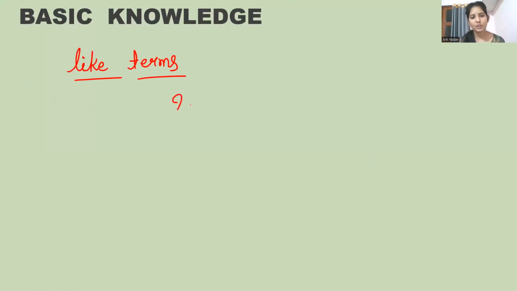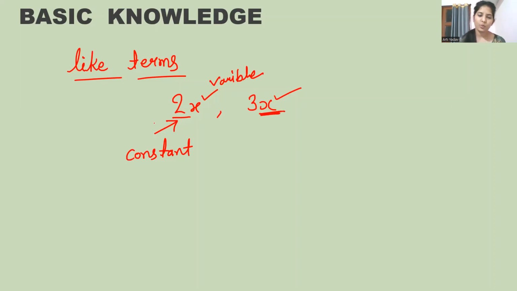For example, 2x, 3x, because the variable with them is x, है ना? जो 2 है, 2 is a constant value. आपको पता है 2 is constant here. Okay, and x is variable. Which variable is used here? X variable. So here is also x variable. So 2 के साथ भी x है और 3 के साथ भी x है. That means 2x and 3x, they are like terms.